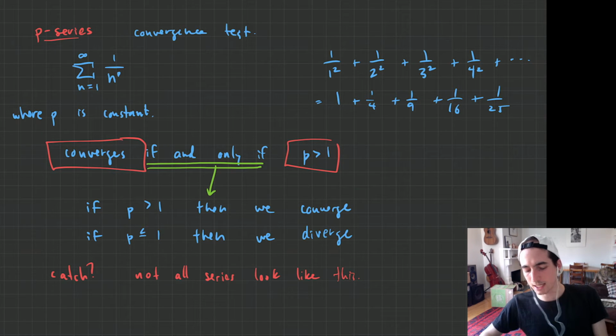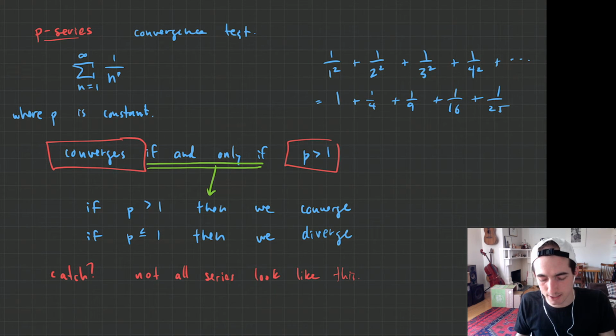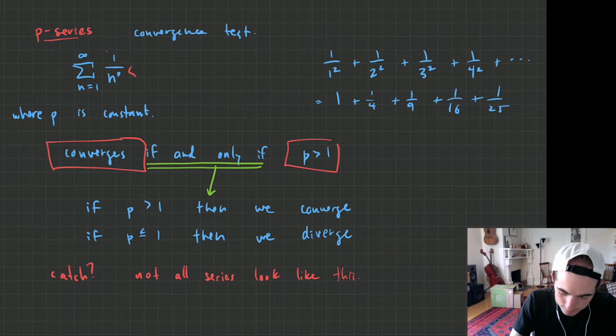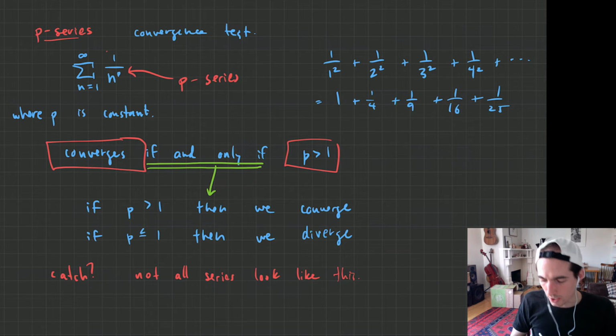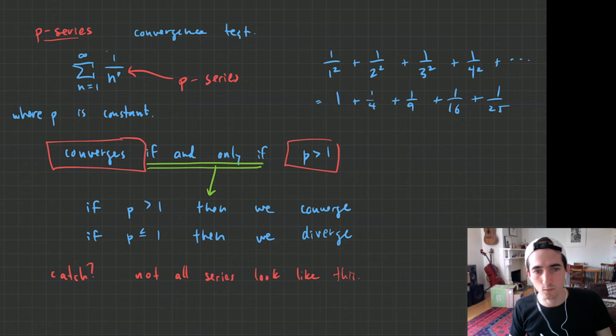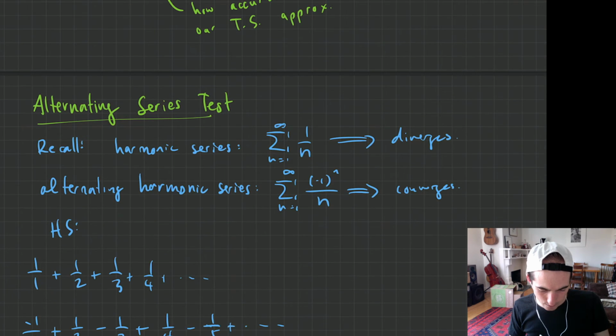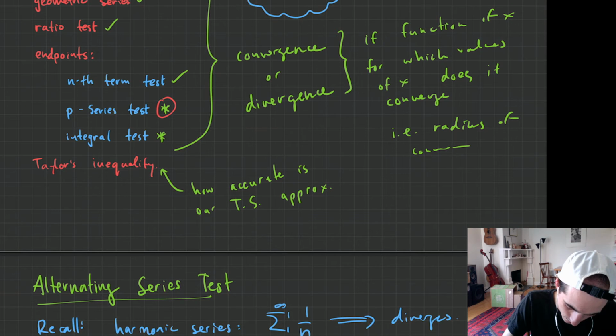Hopefully the idea is that we can manipulate the series until we get something that looks like a p series. So this is what we would call a p series, right? This is our p series. So if p is greater than 1, then we converge. If p is not greater than 1, we diverge. So that's our p series test. And the last one that we have, okay, I'm going to give myself a check mark for that. So we've done the p series test.